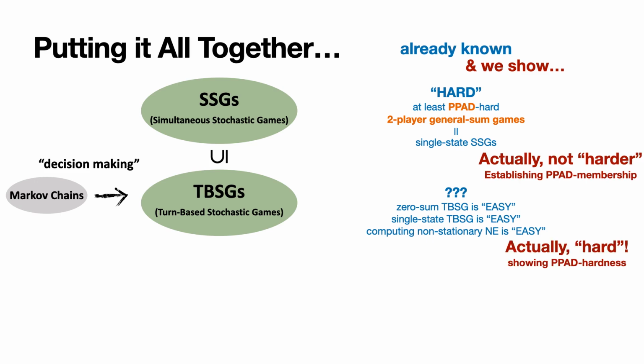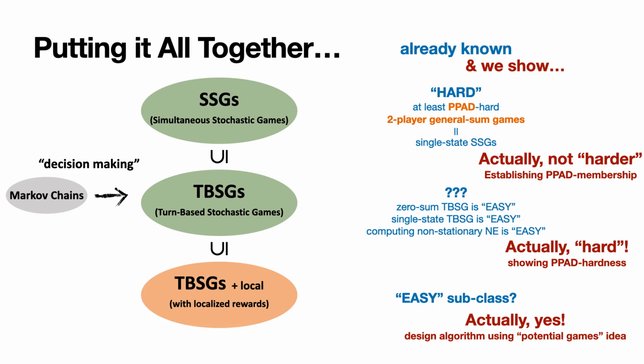We also managed to identify an easy subclass of turn-based games which have a nice local reward structure. We prove that for such a special class of turn-based games with localized rewards, we can indeed design polynomial time algorithms using the potential game idea.